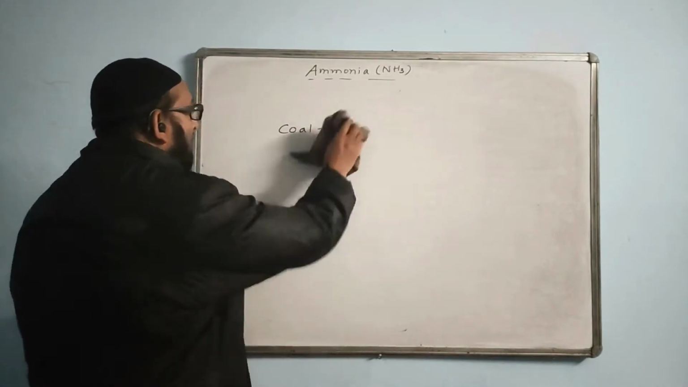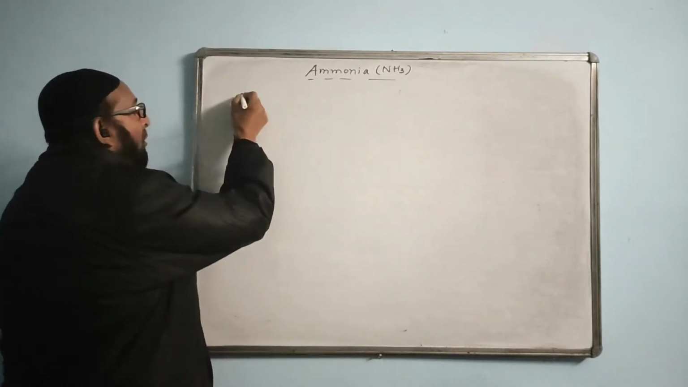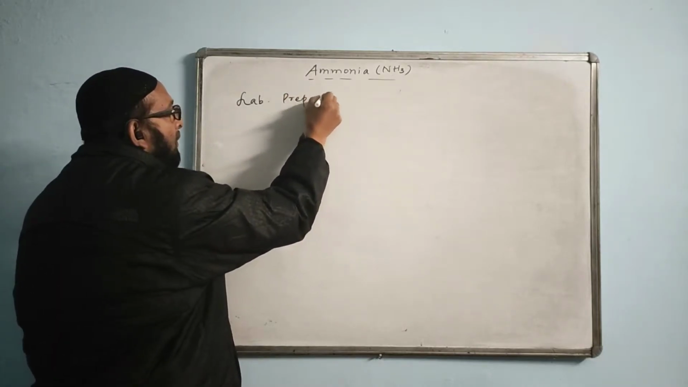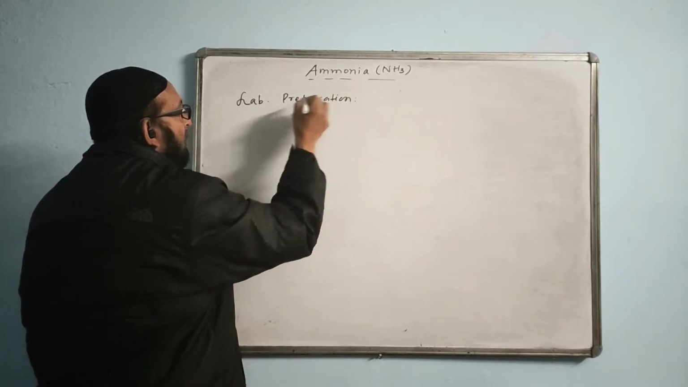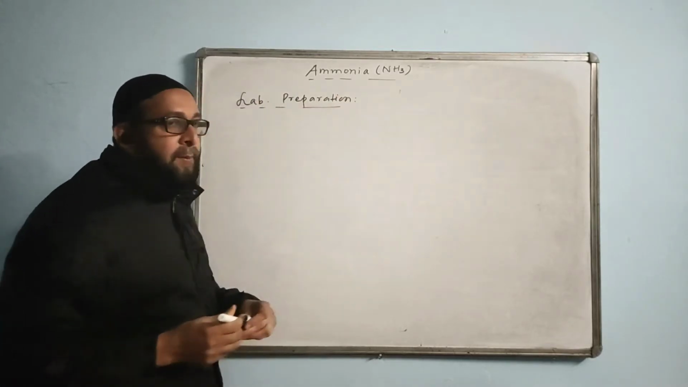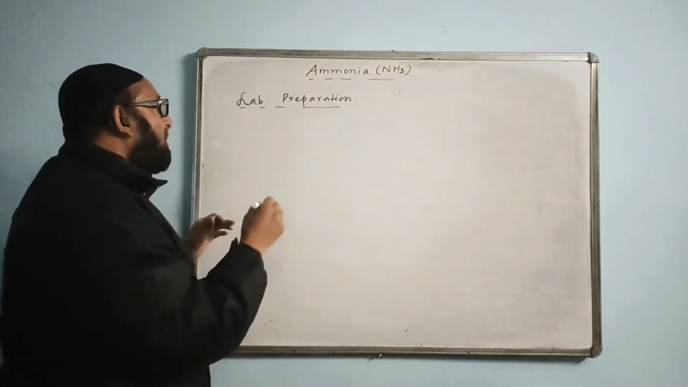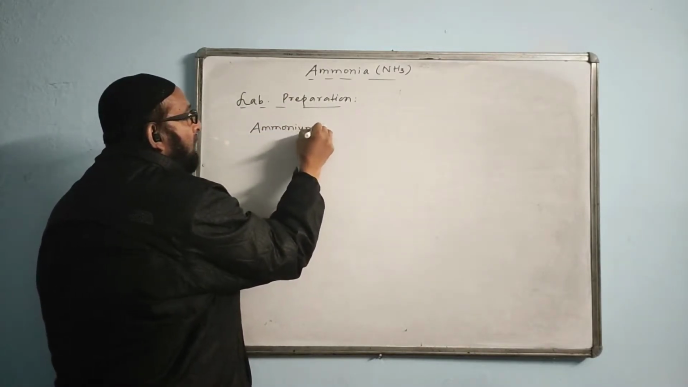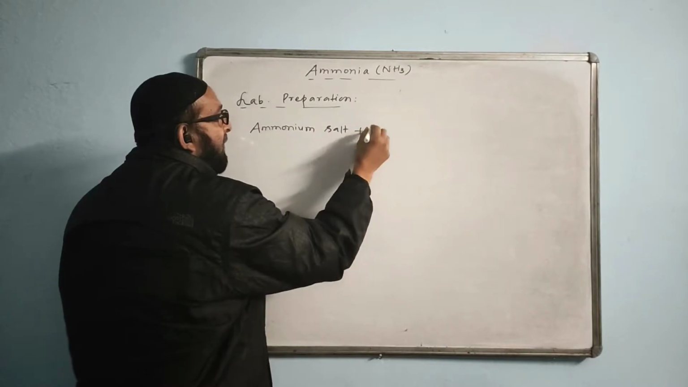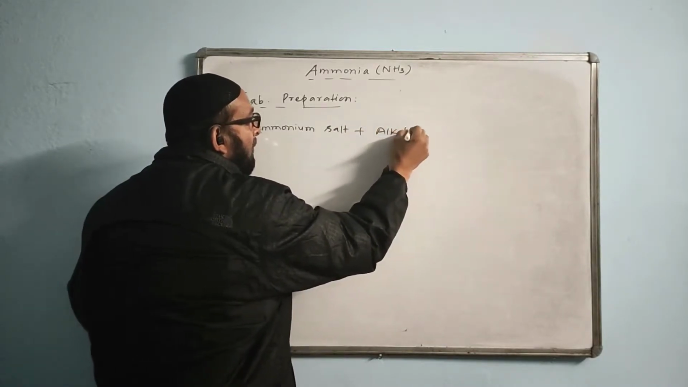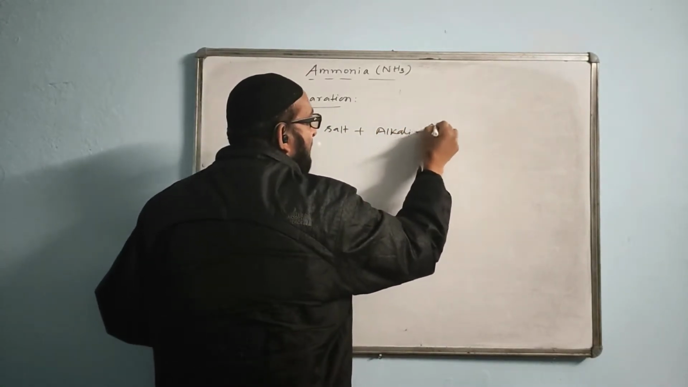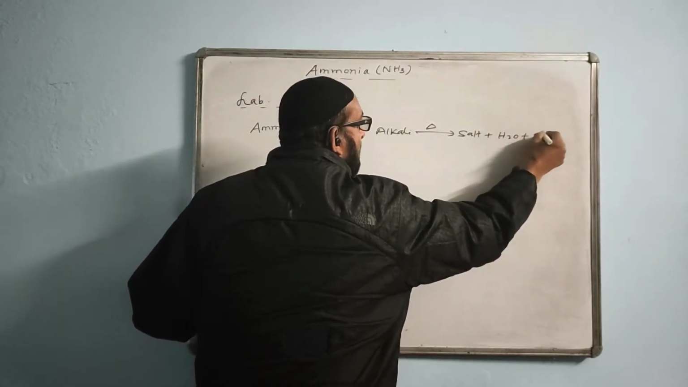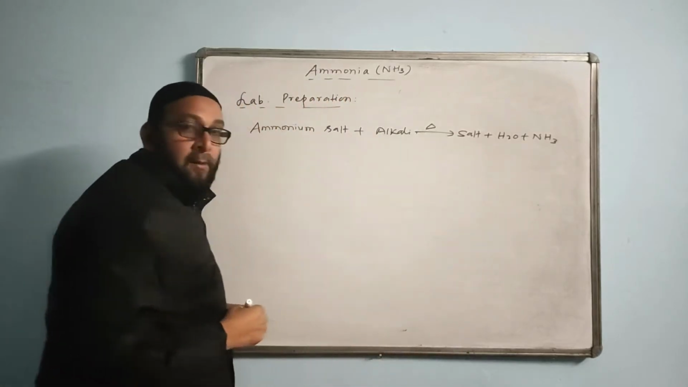Now, lab preparations. How do we prepare ammonia gas in the lab? Laboratory method. The laboratory method for the preparation of ammonia says: any ammonium salt, when we heat it with an alkali, we get salt plus H2O plus ammonia gas. This is a general method.